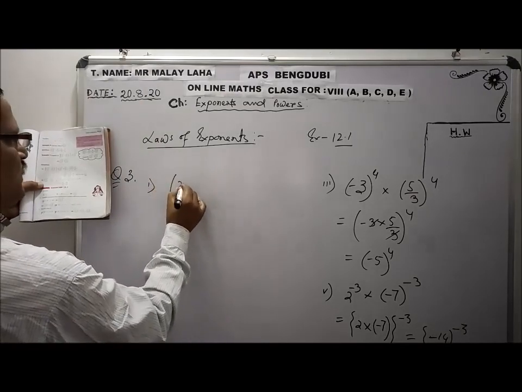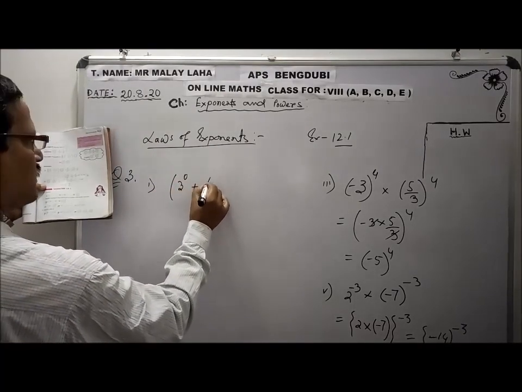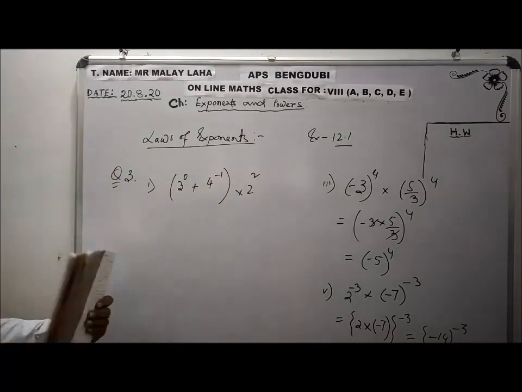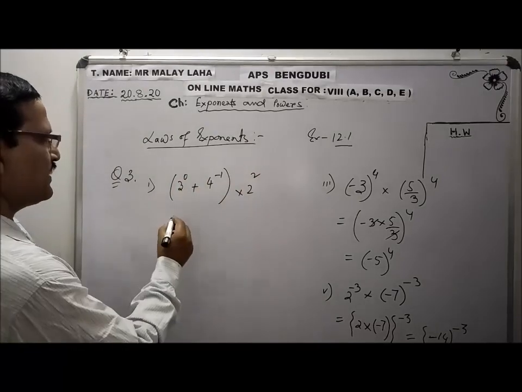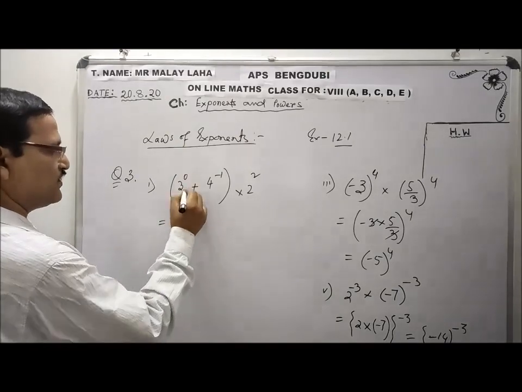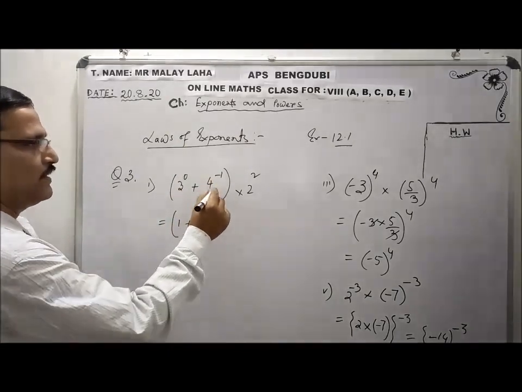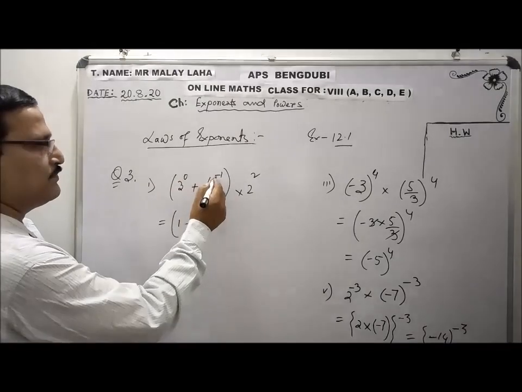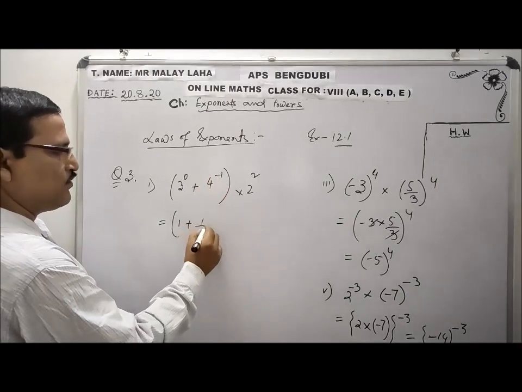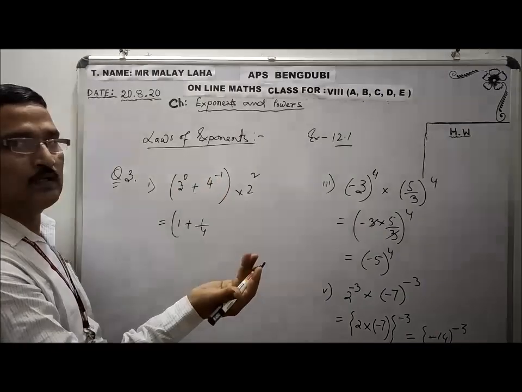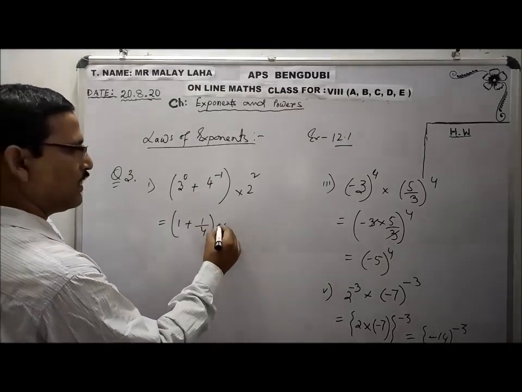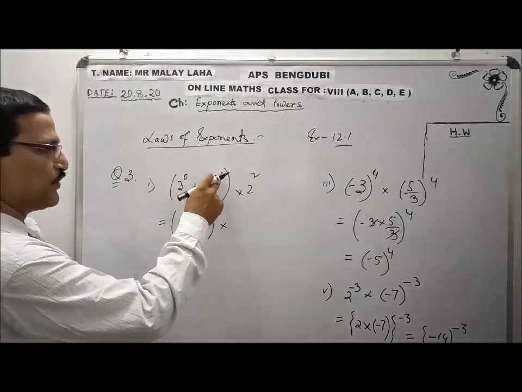Part 1. 3 raised to 0 plus 4 raised to minus 1 into 2 raised to 2. What I said, any number raised to the power of 0, what is the answer? 1. So I can write 3 raised to 0 means 1 plus. Are there any rules? No. You only have to simplify the numbers. It is a negative power. When you make it positive, it will be 1 by 4 raised to 1. 1, no need to write. If it is more than 1, I will write it. Have you understood this part? Only you have to reciprocate the base.